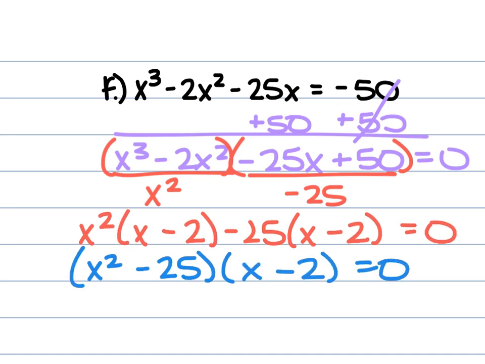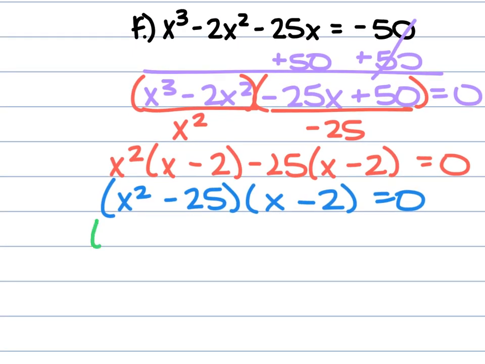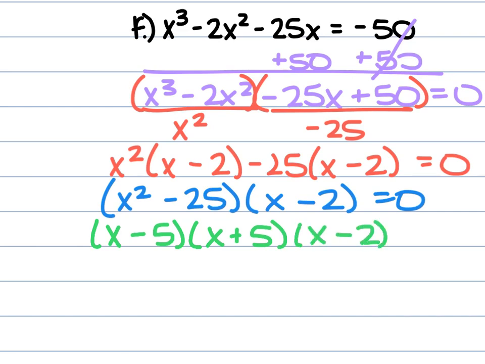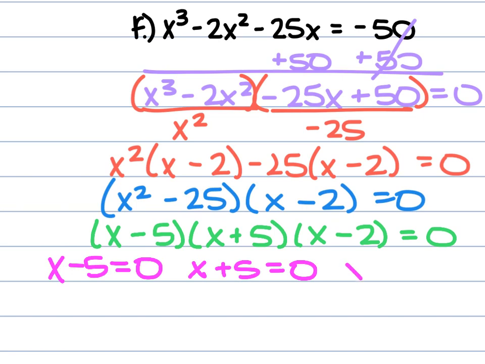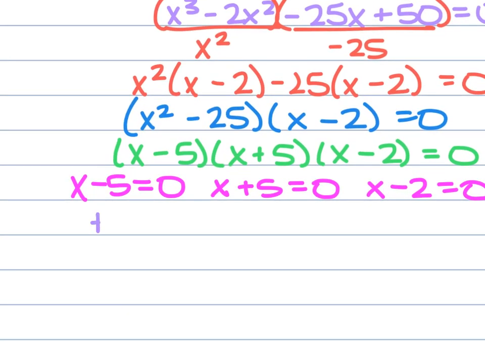That x squared minus 25 is the difference of squares, so simplify that further as x minus 5 times x plus 5. Then you have that x minus 2 as well. So you have to set all three parts equal to 0 now. So x minus 5 is equal to 0, x plus 5 is equal to 0, and x minus 2 is equal to 0.